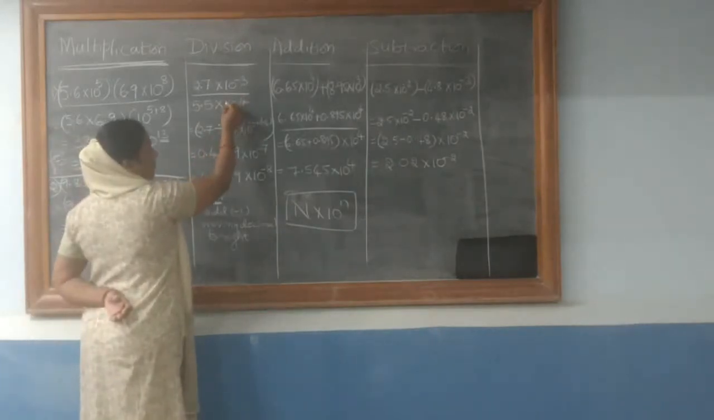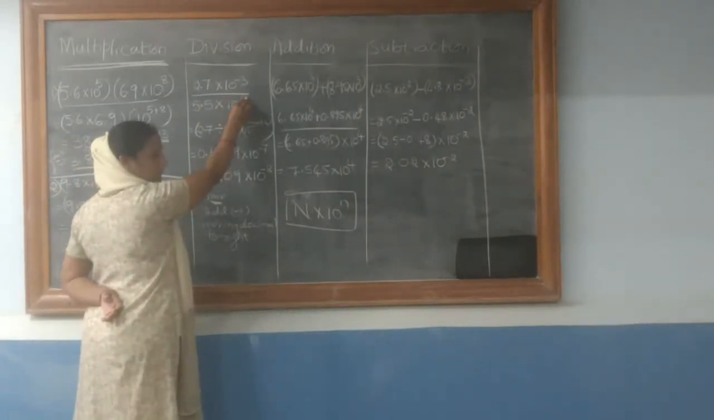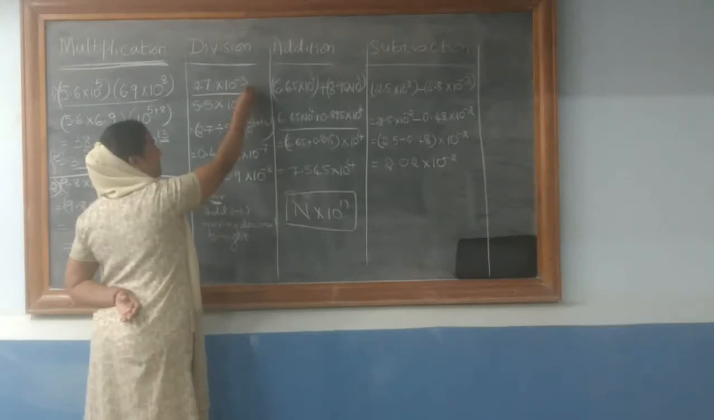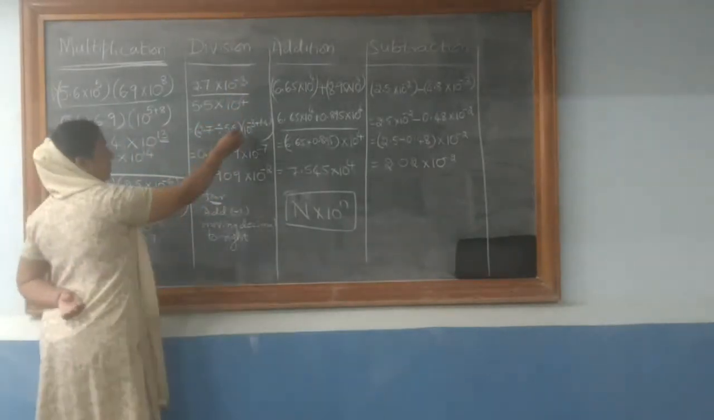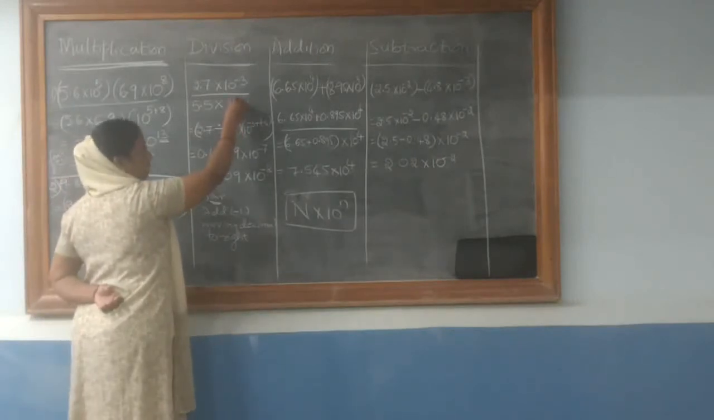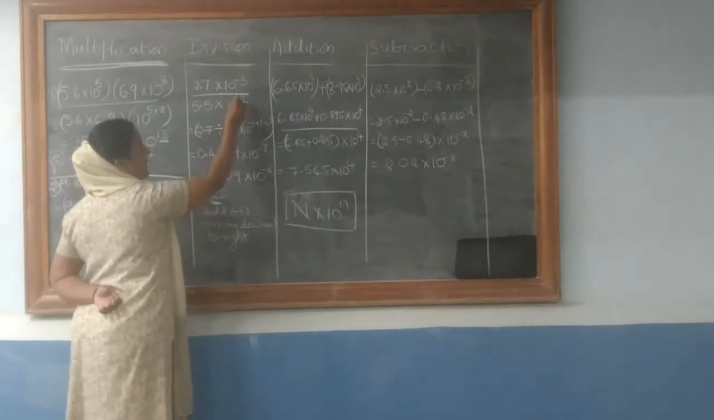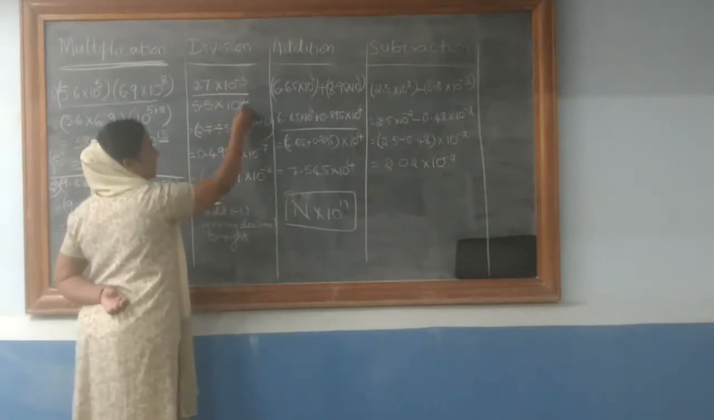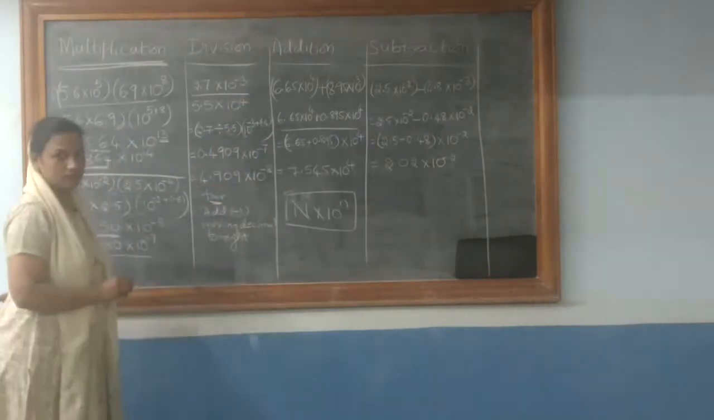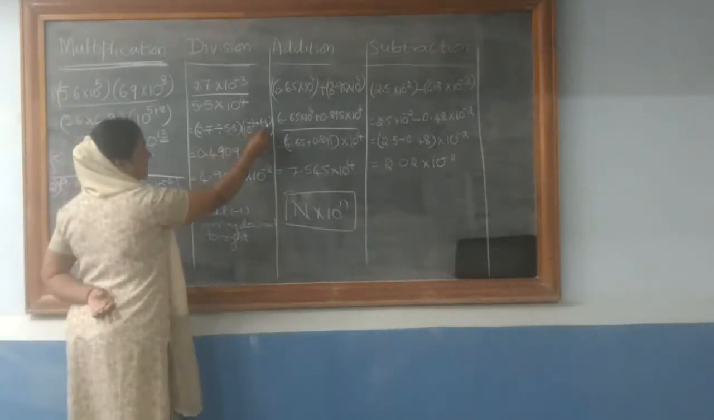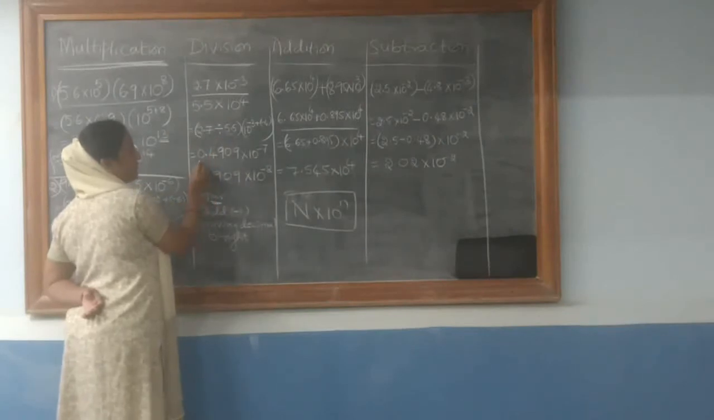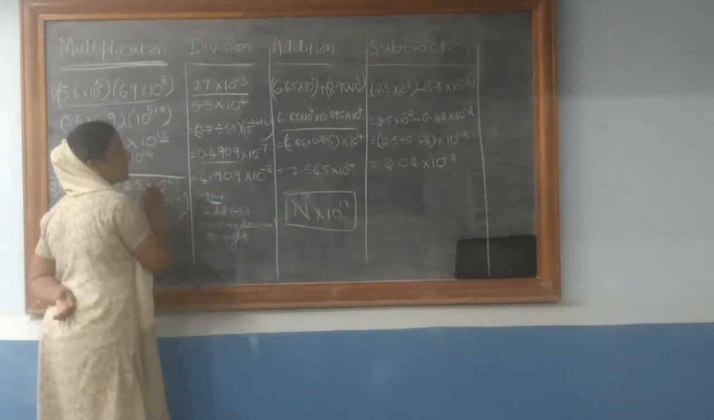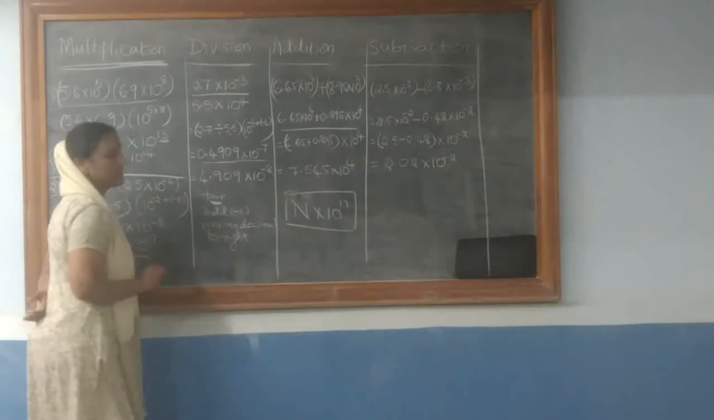So 2.7 should be divided by 5.5. Now the exponent which is positive in the denominator becomes negative in the numerator. Remember that, children. So the 10 raised to 4, if you shift it above, becomes 10 raised to minus 3 plus minus 4. When you add minus 3 and minus 4, it will be minus 7. Divide 2.7 by 5.5, it will be 0.4909 into 10 raised to minus 7.